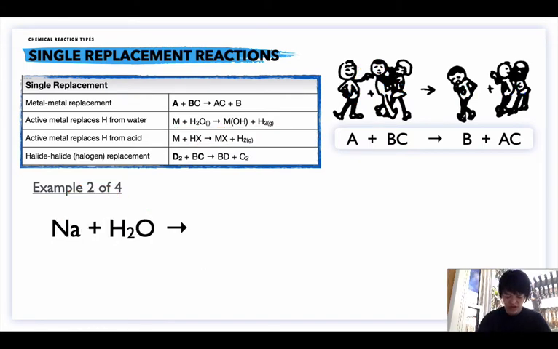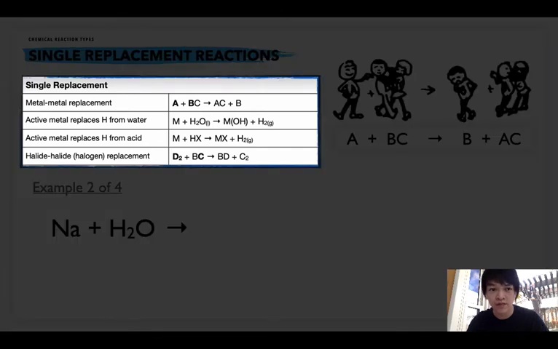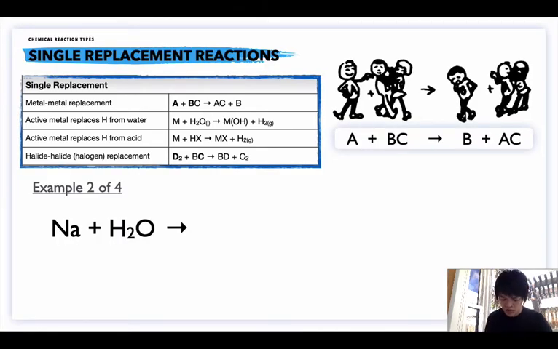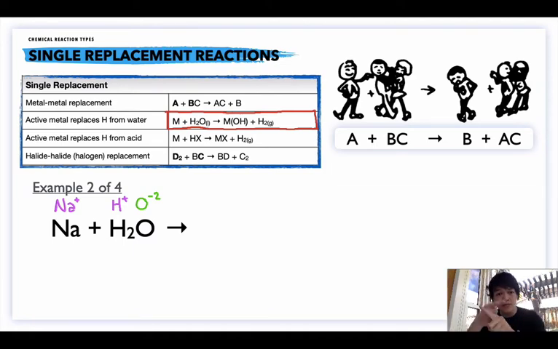In our second example, we have on the bottom sodium metal reacting with water. Which one is this? If you take a look at the list of the 4, the most likely candidate for this is the second one. We have an active metal replacing H from water. We have the metal and the water. Again, for all replacement reactions, it's a good idea to write down the ions that each of these substances are composed of. So these are our ions and their corresponding charges. Now we're going to do a single swap.